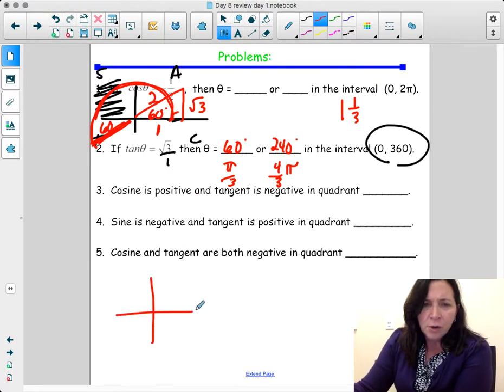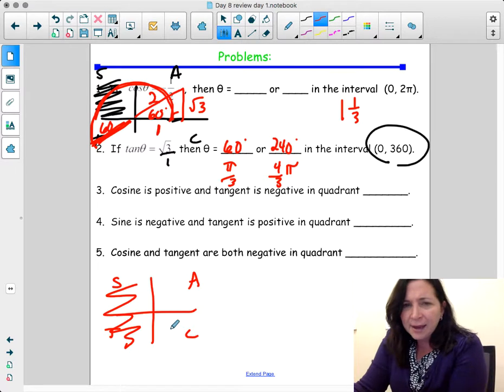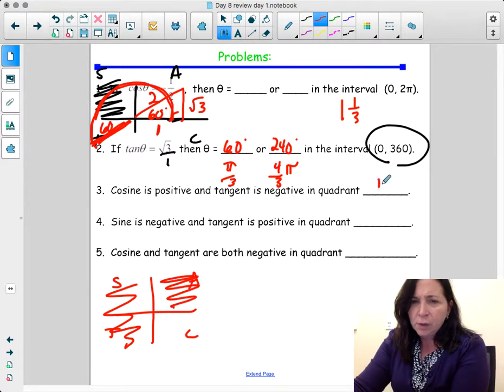Now, this was asking you, cosine is positive where? Okay, so we know that cosine is positive, let's do all students take calculus, here and here. So these are out. Tangent is negative in what quadrant? This one. Okay. So which one has cosine positive, these two, and tangent negative? So that's out. So that would be quadrant 4.